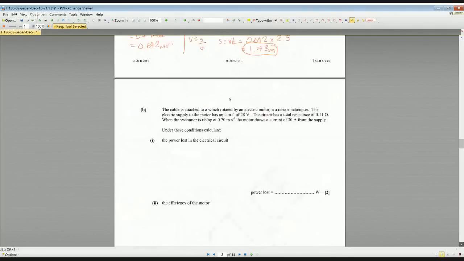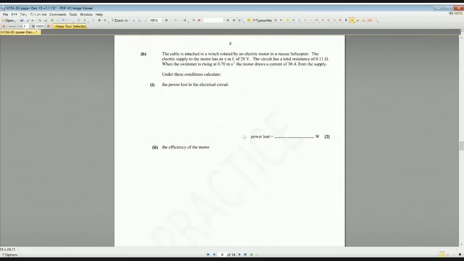Now, part B stays with the same theme of this motor, but it's now a question about electricity. And it says the cable is attached to a winch rotated by an electric motor in a rescue helicopter. The motor has an EMF of 28 volts. The circuit has a total resistance of 0.11 ohms. When the swimmer is rising at 0.7 meters per second, the motor draws a current of 30 amps from the supply. So under these conditions, calculate the power lost in the electrical circuit and the efficiency of the motor.